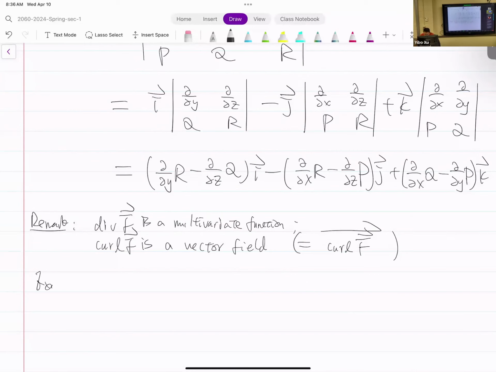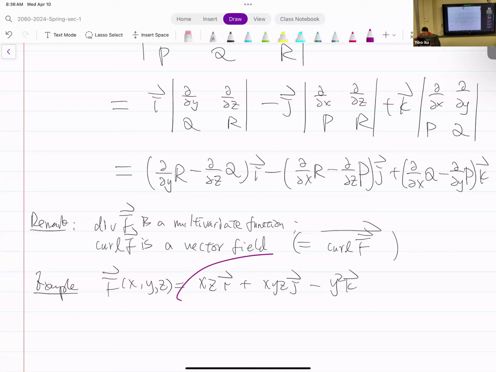Example. Let's say we have F of x, y, z. That is exactly xz i plus xyz j minus y squared k. So this is definitely a vector field. For whatever x, y, z tuple you look at in three-dimensional space, this arithmetic is giving you the output vector, right?